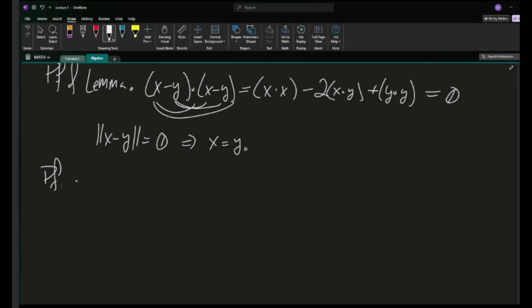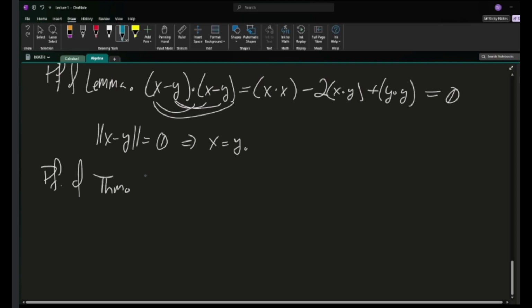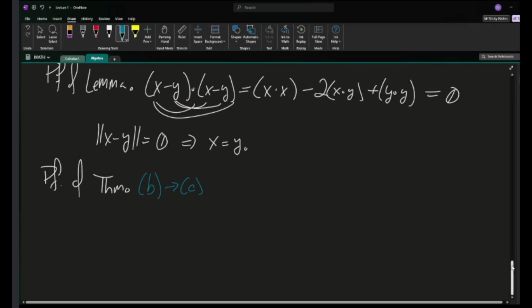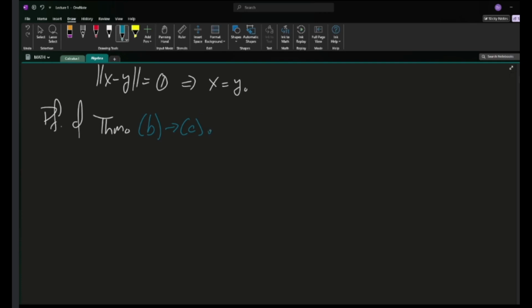Let's go back to the theorem itself. I'm going to prove the direction from B to C first, and the textbook does this first in order to lay down the foundation to prove A to B.